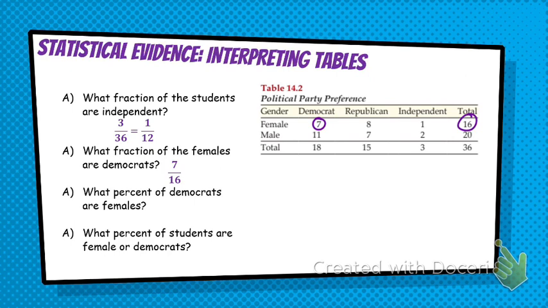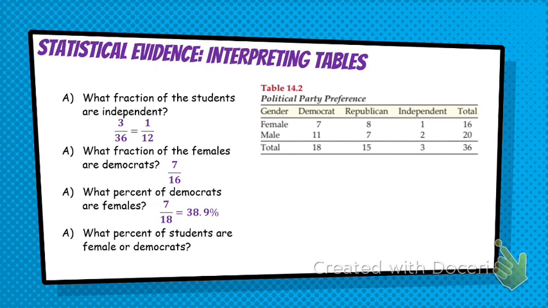What percent of Democrats are females? Now we're looking at what percent of Democrats, so we need to find our total Democrats. Our parties are grouped by columns here, so our total Democrats is 18. I have 18 Democrats, and I want to know what percent of Democrats are females. So we have 7 females that are Democrats out of 18 total. I would just type in 7 divided by 18 in my calculator. That would give me 0.389, and then move my decimal place 2 units over, or multiply that answer by 100.